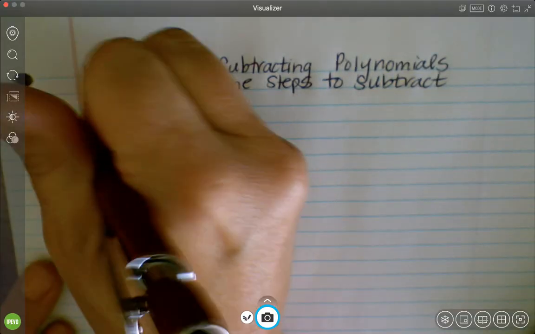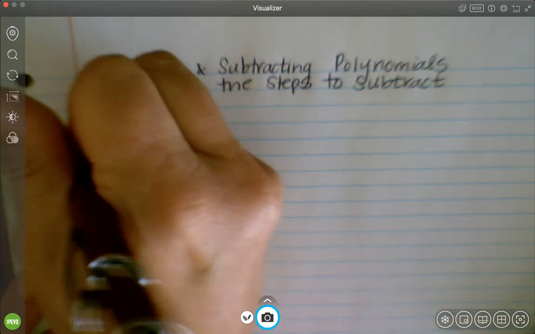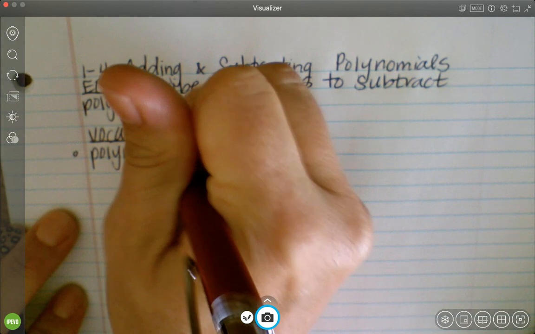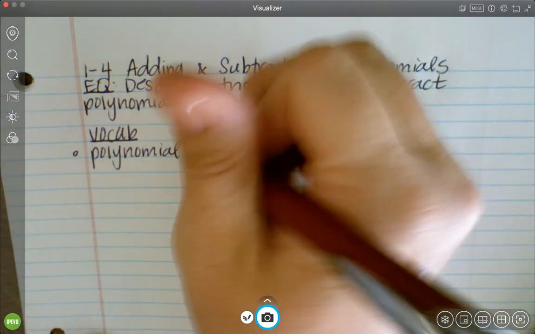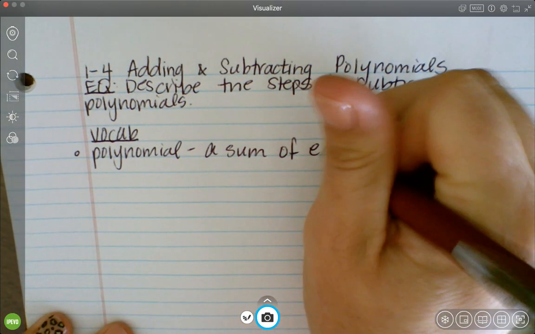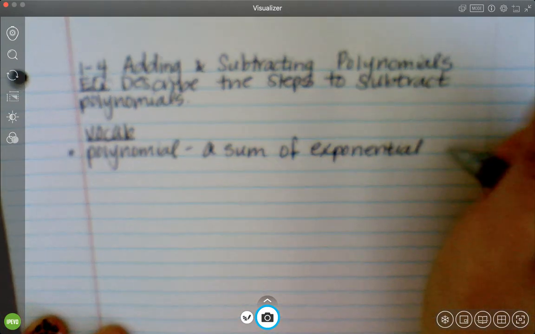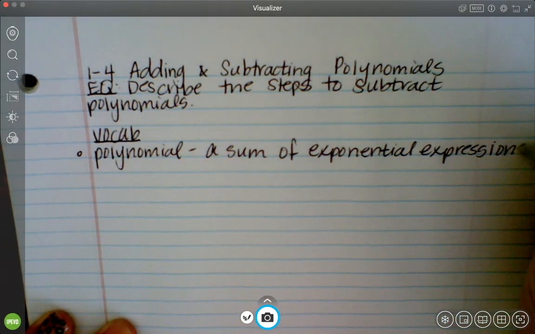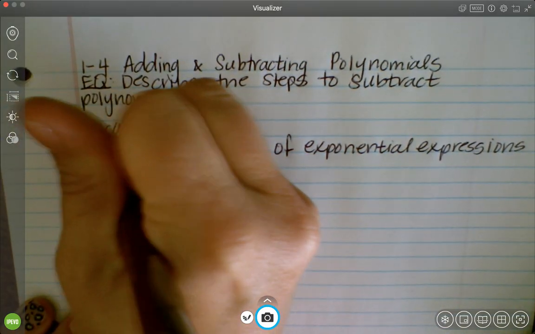So we have a little bit of vocab that I want to talk about before we get started. And the first term that I want to define is polynomial. A polynomial is a sum of exponential expressions that have whole number powers.